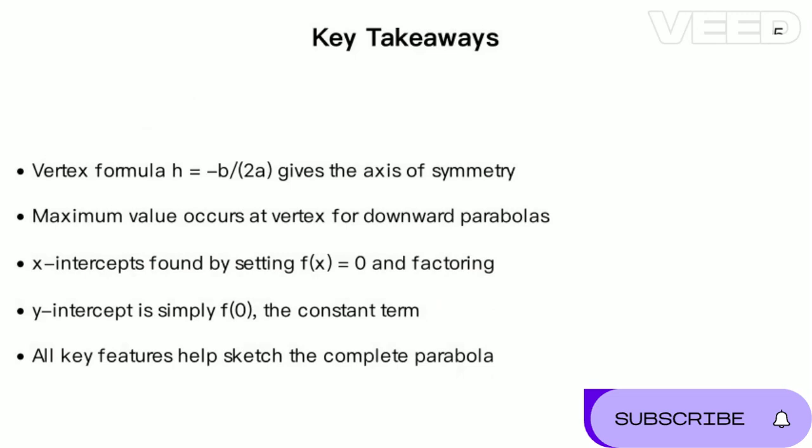To summarize what we've learned, the vertex formula gives us both the axis of symmetry and the maximum point. For downward parabolas, the vertex represents the highest value. We find x-intercepts by solving the equation, and the y-intercept is simply the constant term. These key features together allow us to completely understand and sketch any quadratic function.